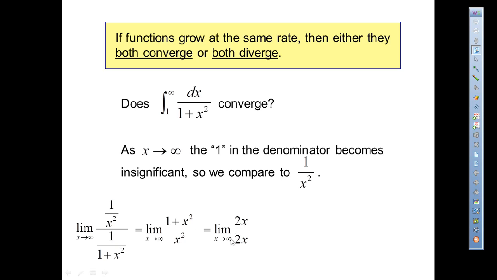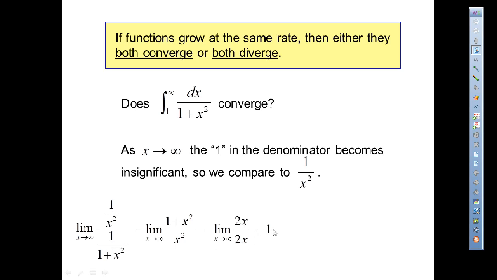Or we can do L'Hopital's rule, which is what we did here. And you do L'Hopital's rule, you're going to end up with 1. Now notice we're checking here, are these things growing at the same rate? And remember the rules for that. If you get a non-zero number, then they grow at the same rate. If you get infinity, the top grows faster than the bottom. And if you get 0, the bottom grows faster than the top.